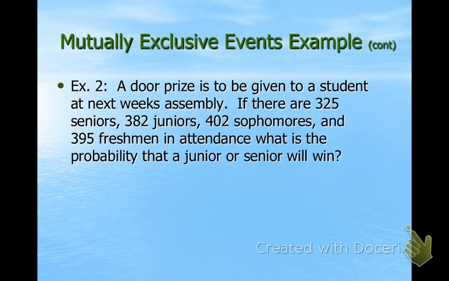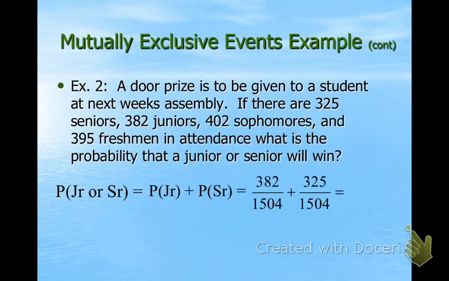Since there can't be any overlap with this, then just take the total number of people, probability of the juniors, probability of the seniors, add those together. 1,504 people, 382 divided by 1,504 plus 325 over 1,504. Add everything together. 707 out of 1,504 people.